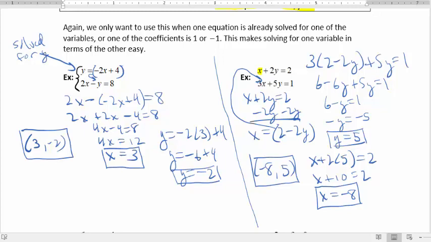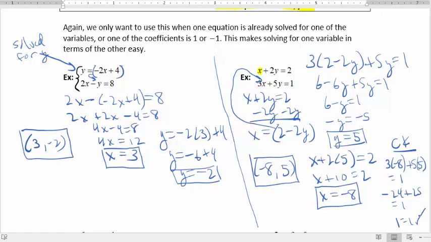All right, and then what you should do probably is check it in the other equation, right? So I just used the top equation to find my x. Now I can actually use the second equation, the bottom equation, to do a check. So if I do a check in the bottom equation, what do I write? I would write 3 times the x value, which is -8, plus 5 times the y value, which is 5. That should equal 1. So does it? Is -24 plus 25 equal to 1? Sure. 1 equals 1, so it does check.